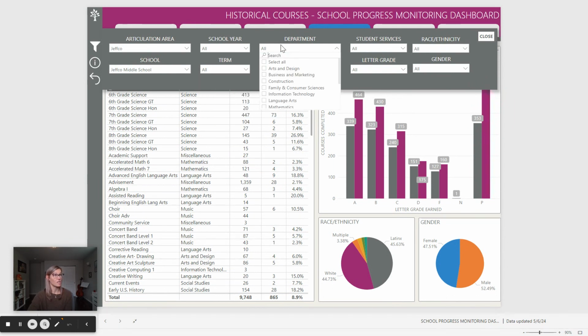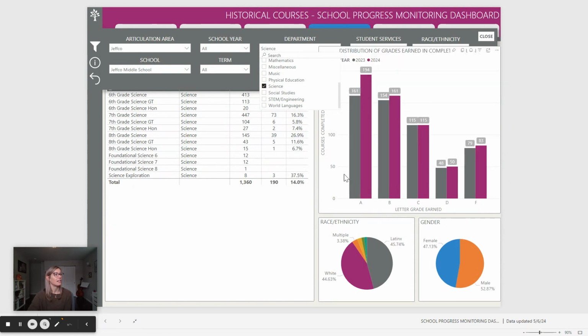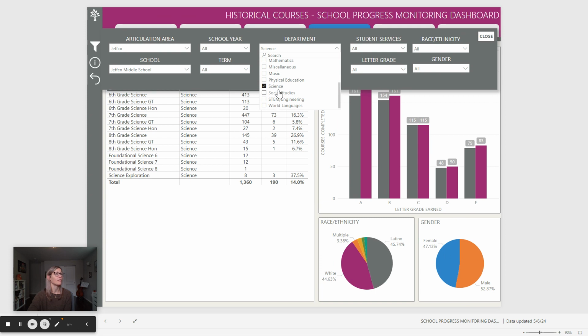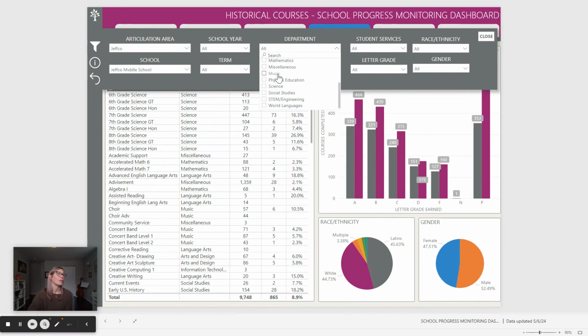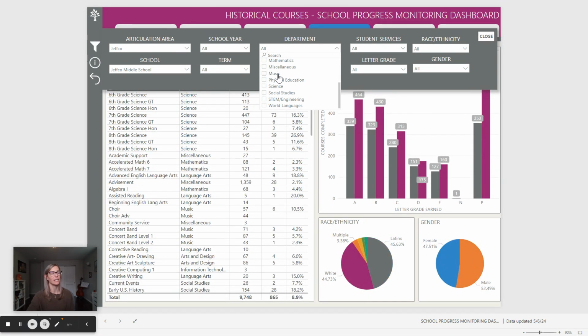We can select just an individual department. So maybe I only want to look at science classes. And I noticed that those science classes have a 14% fail rate compared to, maybe I'll look at music, and I see that there's only 3% of students who are failing their music classes or who have failed in the past.